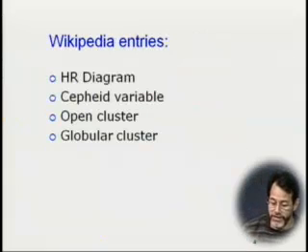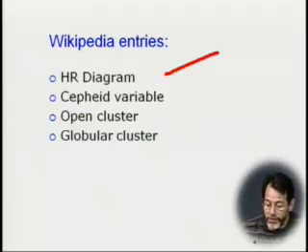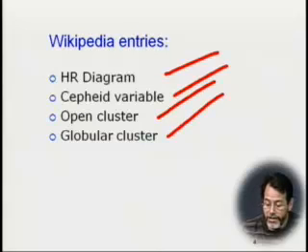Okay, the Wikipedia entries today are HR diagram, which stands for Hertzsprung-Russell diagram, but Wikipedia will know HR diagram; Cepheid variable, we'll talk about those a bit today; open cluster of stars; and globular cluster of stars. We'll be doing all of these today.